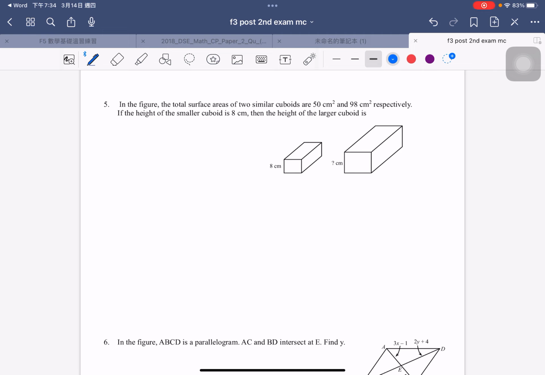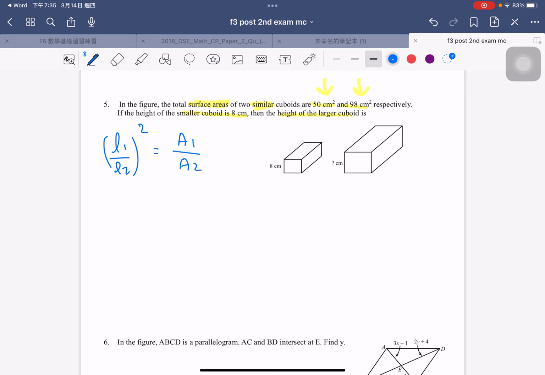So moving to question 5. In the figure, the total surface areas of two similar cuboids are given. The main vocabulary is similar. So the surface areas are 50 and 98. And now the height of the smaller one is 8. So we need to find out what the height of the larger cuboid is. Do you still remember that the ratio between the lengths squared is going to be equal to the ratio between the areas?